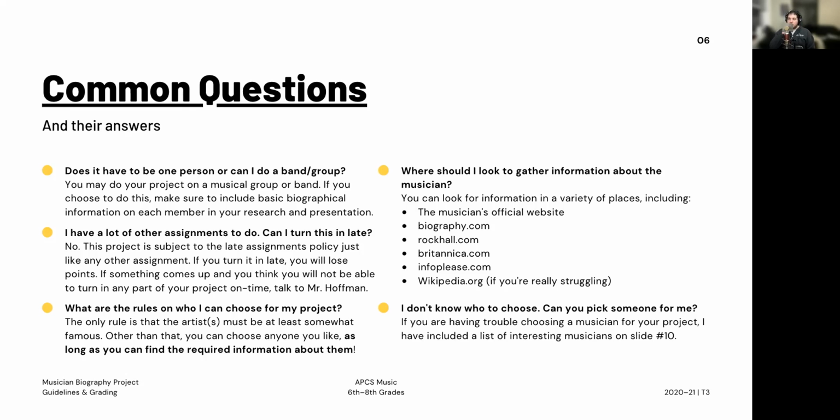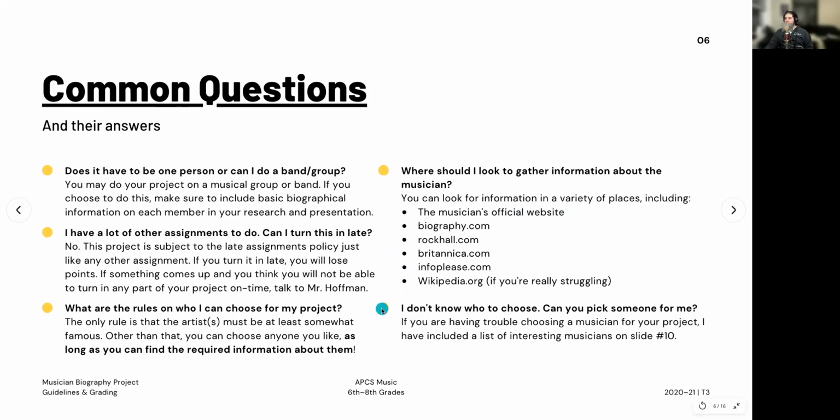Where can I look to, or where should I look to gather information about the musician? You can look for information in a variety of places, including the musician's official website, biography.com, rockhall.com, that's the Rock and Roll Hall of Fame, Britannica.com, that's the Encyclopedia Britannica, infoplease.com, and if you're really struggling, Wikipedia.